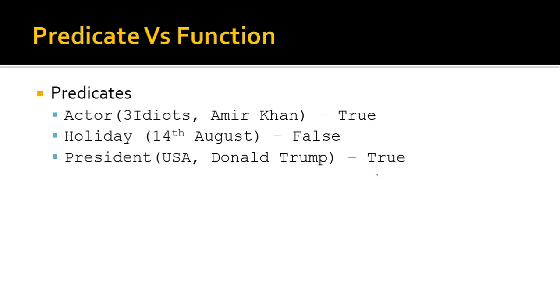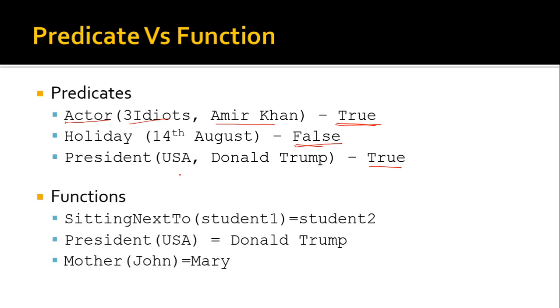Let us take some examples to clarify the notions more. The examples of predicates are like Three Idiots has actor Amir Khan, which is said to be true. So this actor is a predicate. Now 14th August is a holiday, which is false. President of USA is Donald Trump is true. Now you can see that either we are saying that the sentence is true, or the sentence is false.